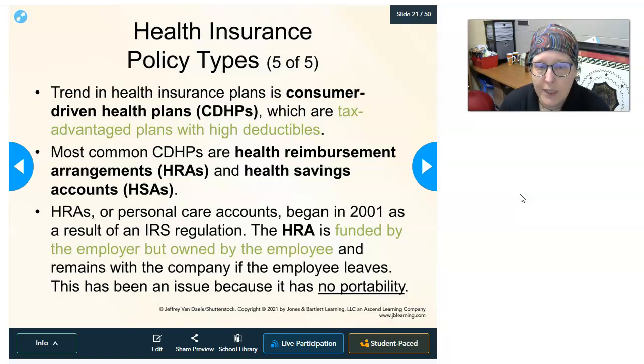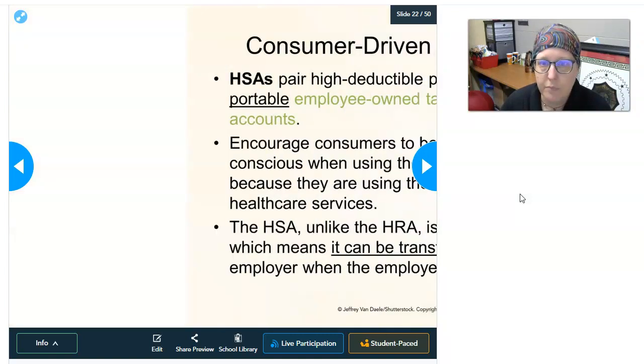The HRA is funded by the employer but owned by the employee, and remains with the company if the employee leaves. So this has been an issue because it has no portability. Funded by the employer, it should say really owned by the employer, but anyway, you can't take it with you when you leave. So the employer puts money into it. As long as you work for that employer, you can use those funds to pay for health care, but once you leave the company, that money stays behind.